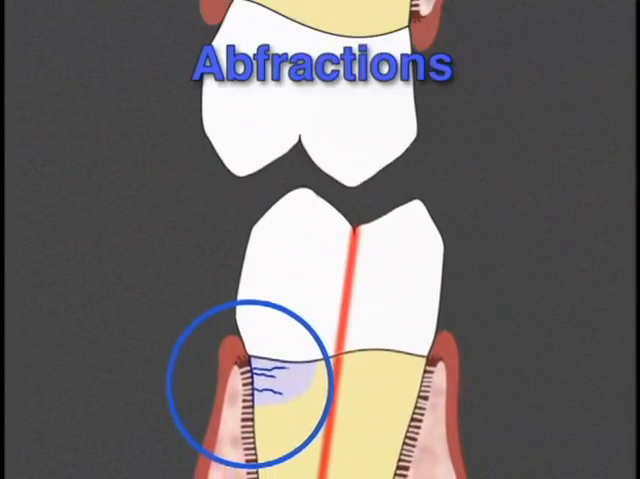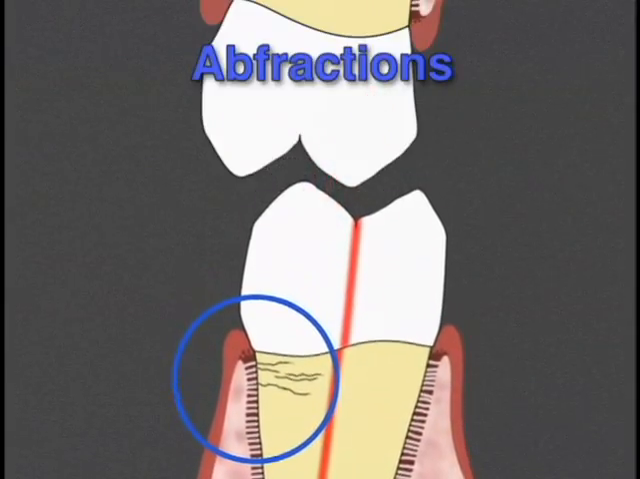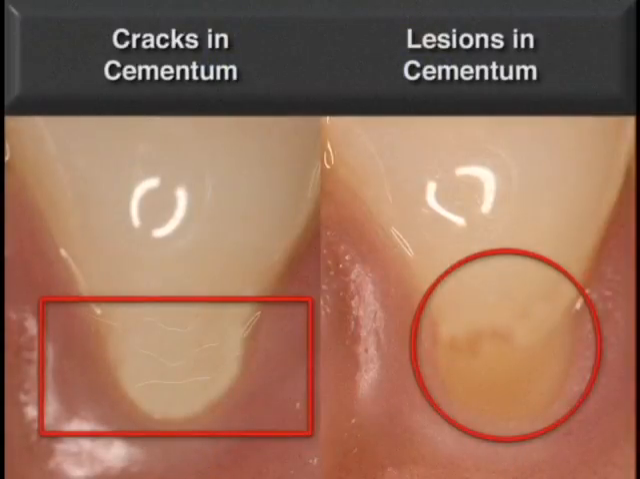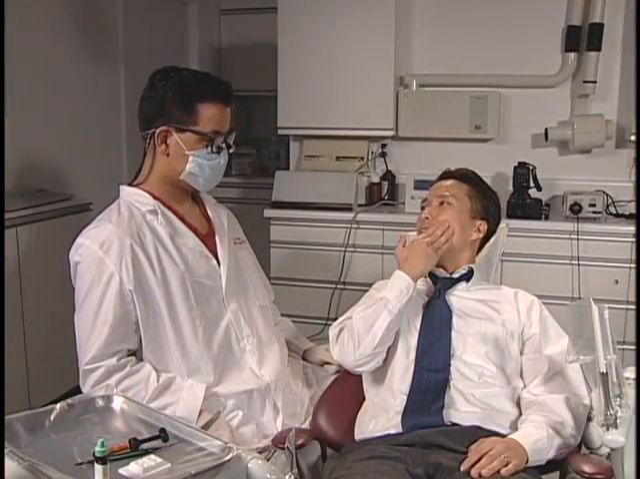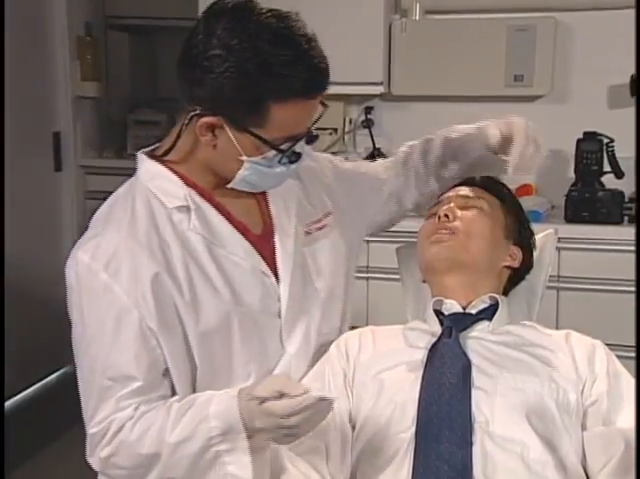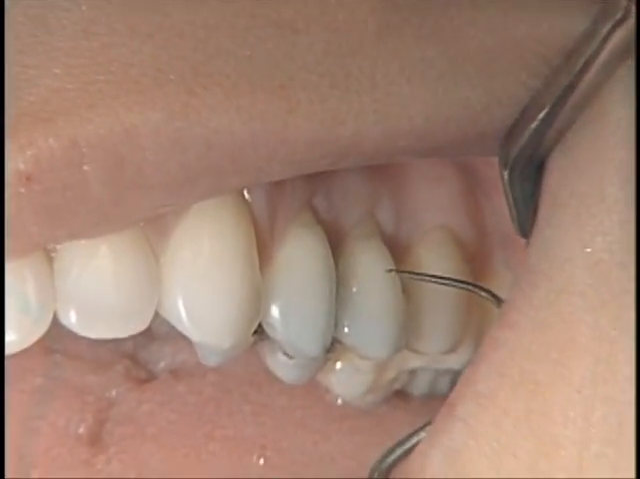Ultimately, the flexing will cause microcracks, called abfractions, in the buccal surface of the cementum, apical to the CEJ. Over time, the cementum in this area will be eroded and will appear as a crescent-shaped lesion at the CEJ that is painfully sensitive to the patient. This is a big problem because fillings in this area tend to pop out as the tooth continues to flex.